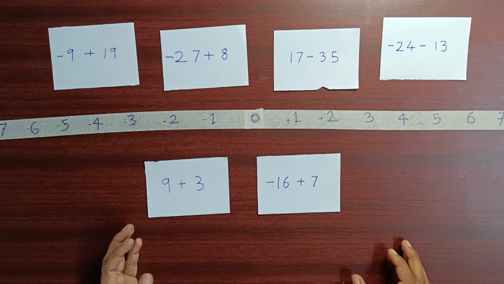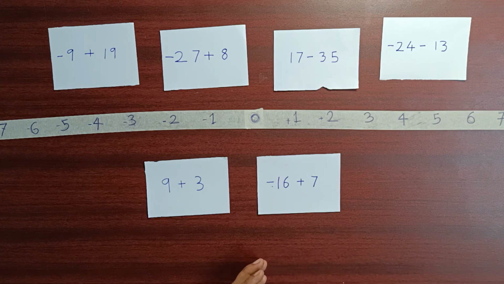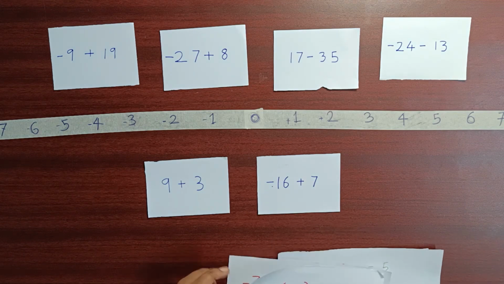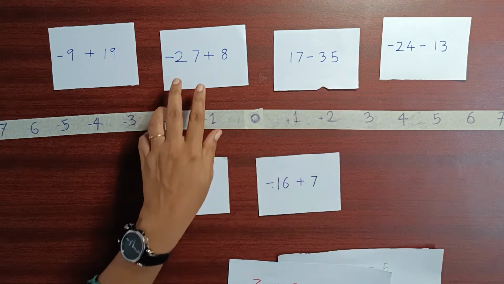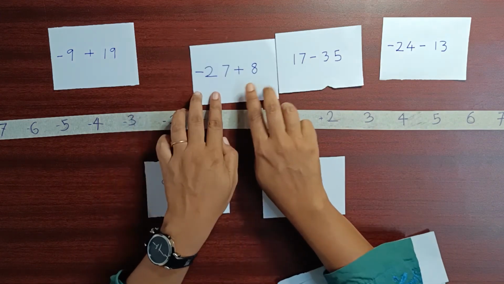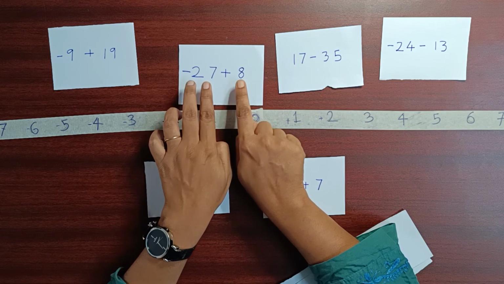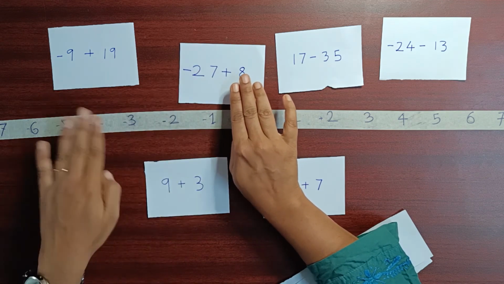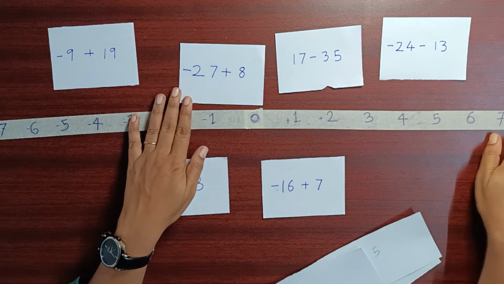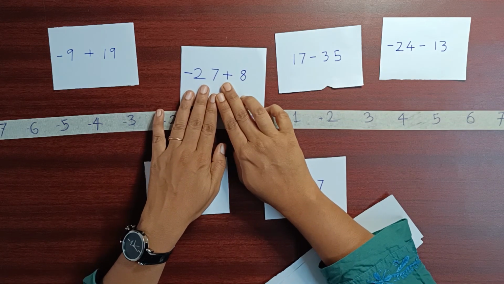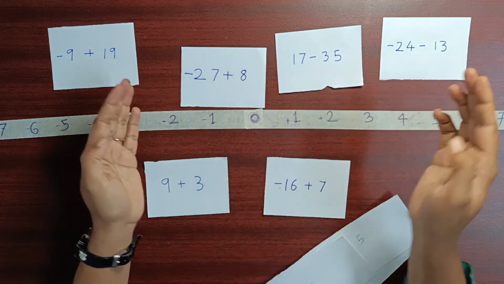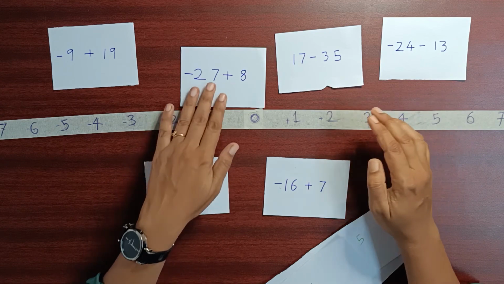Just remember, there are two things to observe. First, see if the number is positive or negative. So in this case, one number is negative, one number is positive. So 27 units to the left and 8 units to the right. When you add them together, how should you go? Should you go left or should you go right?